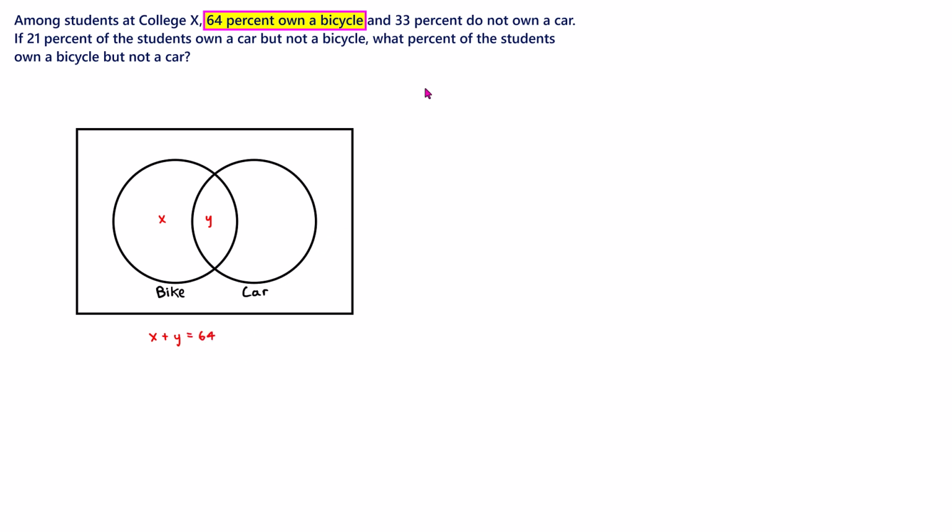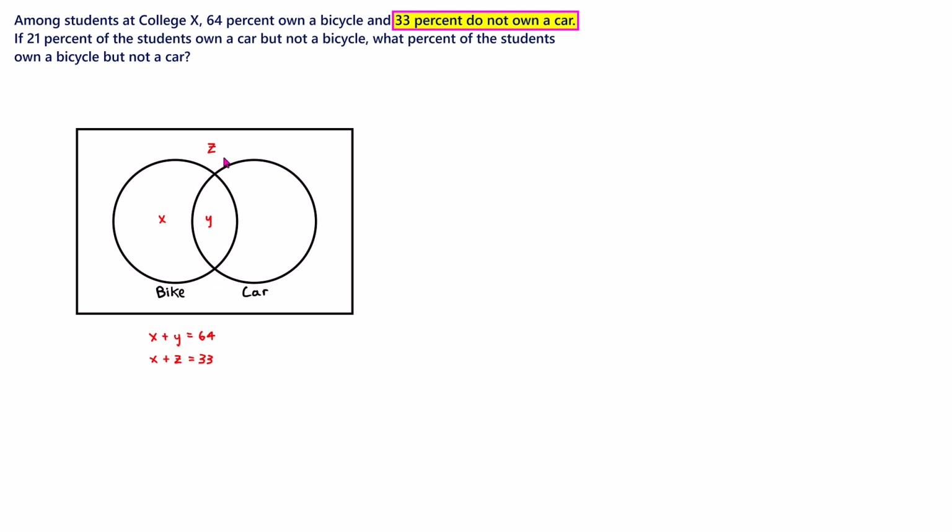The next thing we're told is that 33% of the students do not own a car. Now, the non-car owning students are the ones outside of this car circle. They can be in zone X or in this outer zone that we can call Z. So what this statement is telling us is that X plus Z equals 33.